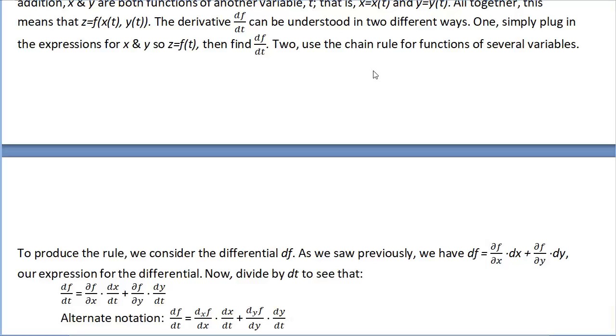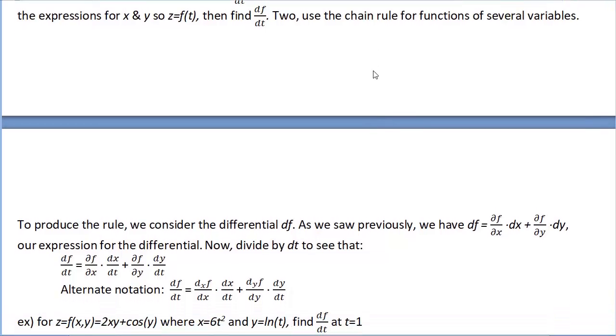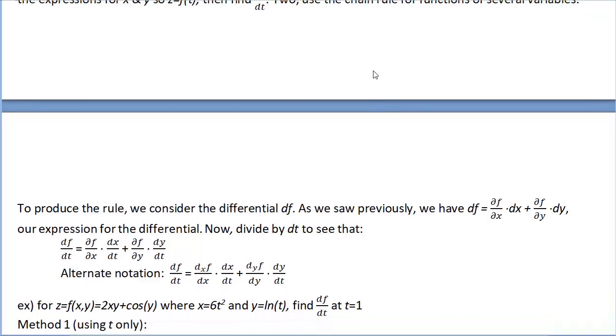So let's apply this to a problem. Let's start with the function z equals f of x, y, which is 2xy plus cos y, where x equals 6t squared and y equals ln t. Let's find df/dt at t equals 1. Remember I mentioned there are two different methods, so let's take a look at how each of those methods would work. Method 1: we're just going to re-express in terms of t.